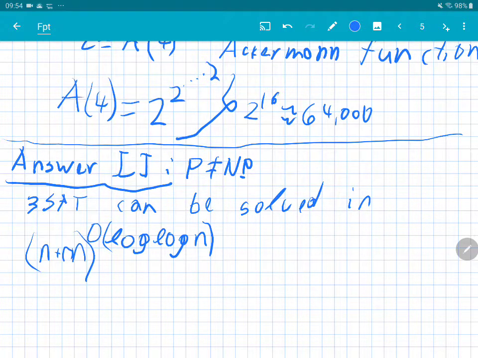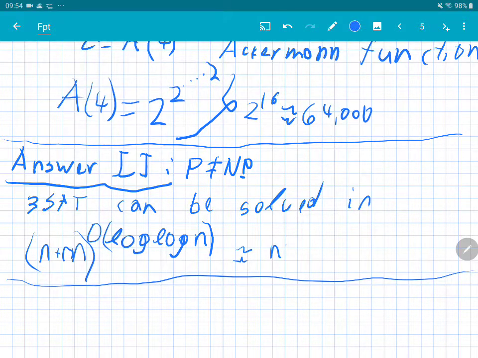If I can solve 3SAT in this time, this is not polynomial time, so this would in fact imply that P is not equal to NP. But on the other hand, this implies that we can solve 3SAT efficiently because log n for all practical purposes is a complicated way of writing 5, right? So for all values of n that are integers. So this is really something like n to the O(1) in practice.